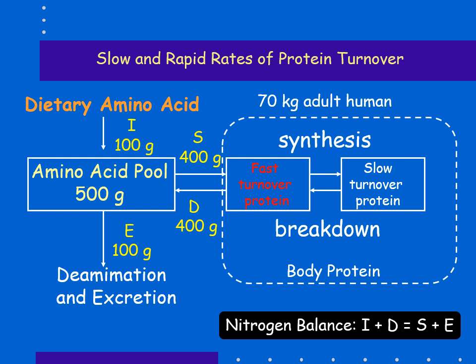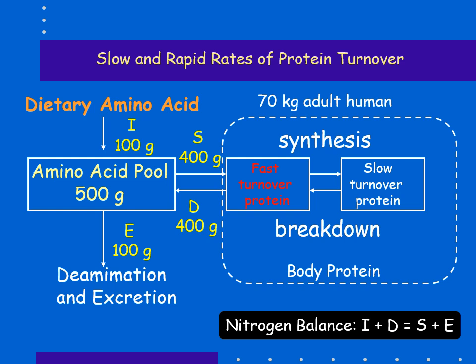Protein turnover is constantly taking place. So there are 400 grams of protein being synthesized, which is the S value, and another 400 grams being broken down or degraded. So that's the D value. So in this case, given that synthesis and degradation of proteins are in balance, we need to maintain the balance of our amino acid pool, and therefore 100 grams is broken down or excreted after deamination.